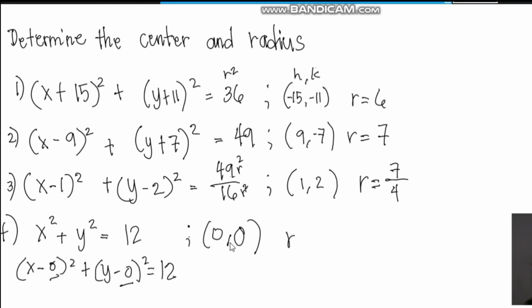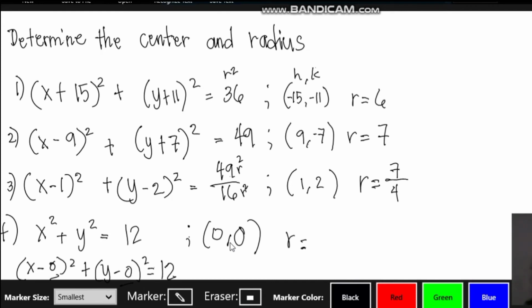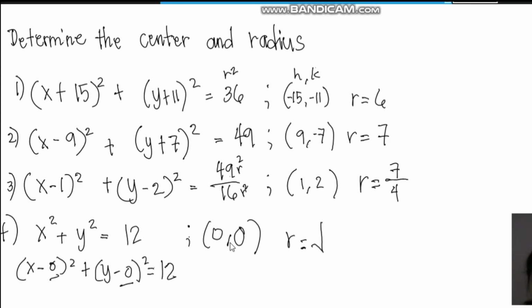And then, let's proceed to the radius. So, ang radius naman natin, since si 12 ay hindi perfect square, hindi kagaya ni 49, ni 36. So, ngayon, ang ating radius ay square root of 12. Hindi kasi siya perfect square, hindi kagaya ng mga nauna. But, may simplest form pa yan. Si 12, si square root ng 12, pwede natin express as product ng dalawang number, which is yung isa ay perfect square. So, 4 times 3. Again, si 12 ay pwede natin na-express as product ni 4 and 3. So, 4 times 3 is 12.